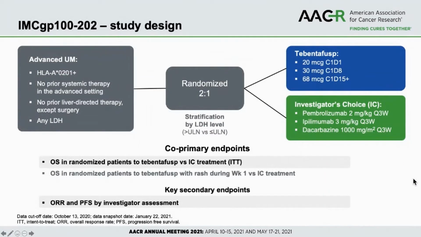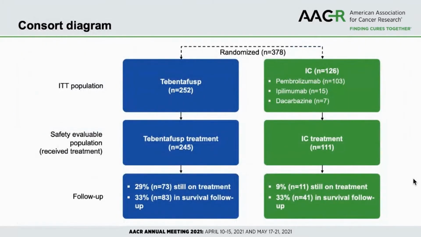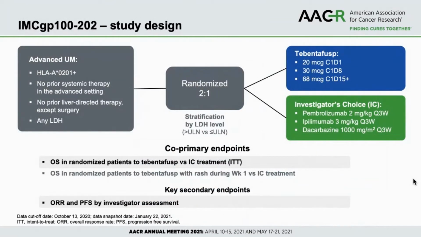And so this was the design of the trial. You had to be HLA-A201 and have no prior liver-directed therapy except surgery. Patients were randomized to tebentafusp versus investigator's choice. You could have anything else.